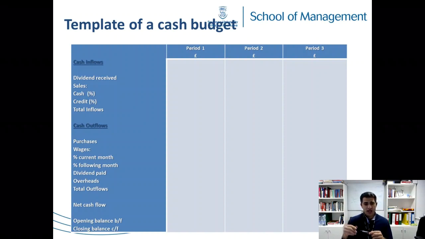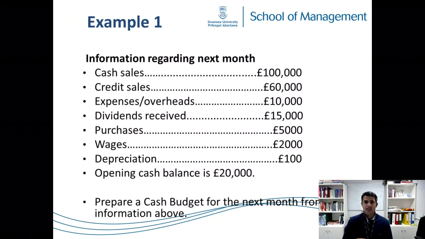Total outflows. Now the net cash flow, the formula to calculate net cash flow equals the total inflows minus total outflows equals net cash flow. And the opening balance, it's written in the question. So the closing balance equals the opening balance plus the net cash flow. Let's have a look at this example.